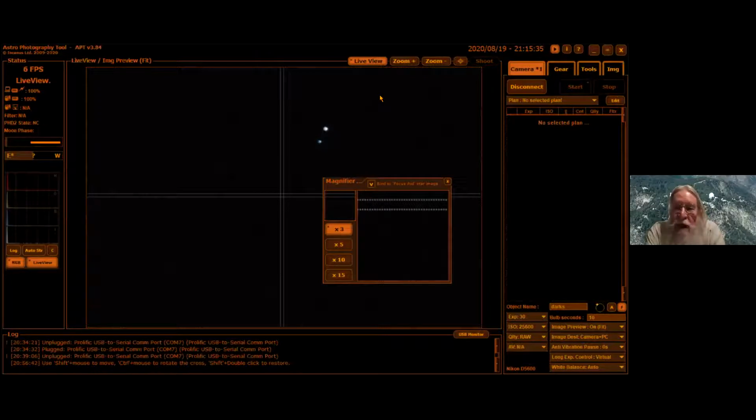And they thought for a while there might actually be 5 stars, but the fifth one, I think, is a background variable star that comes and goes. But each one of those is definitely a double.